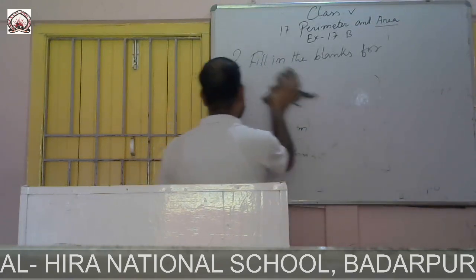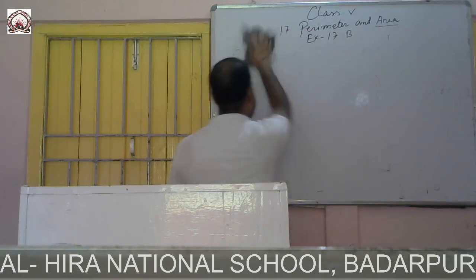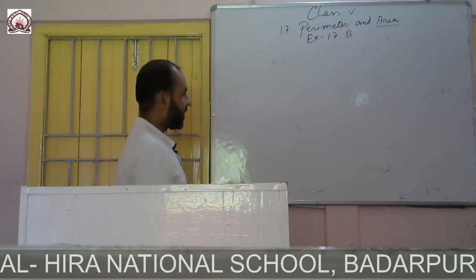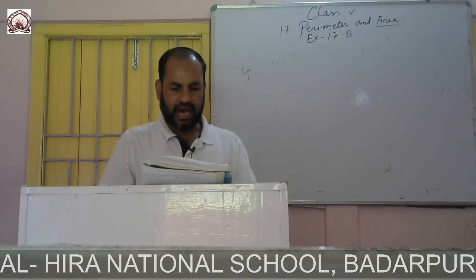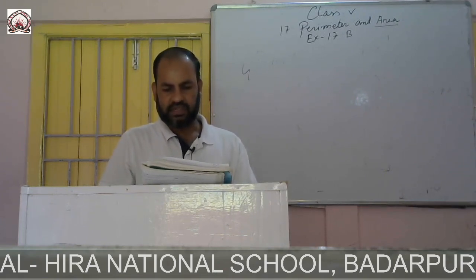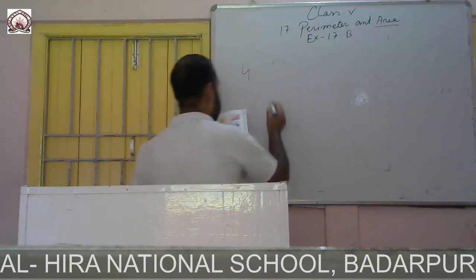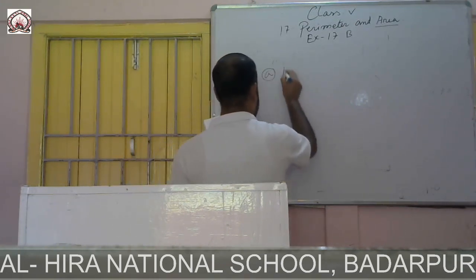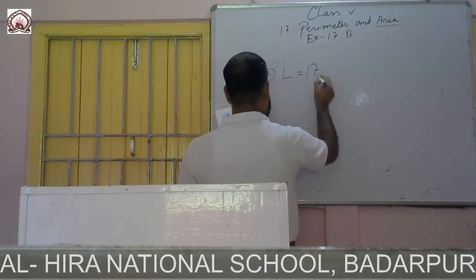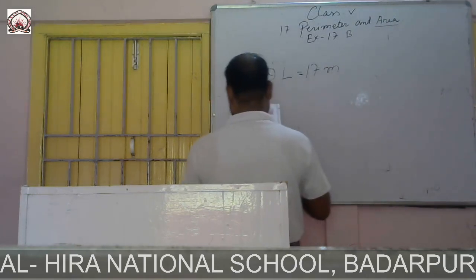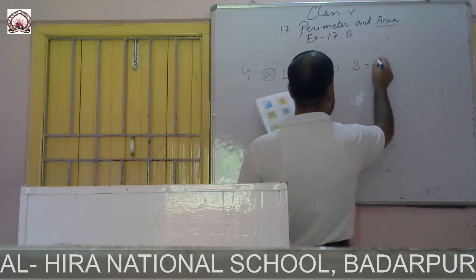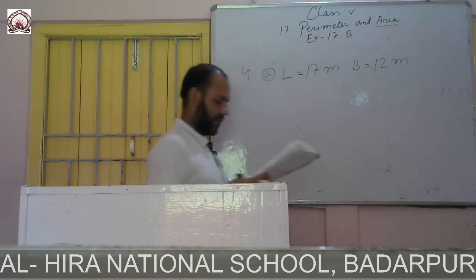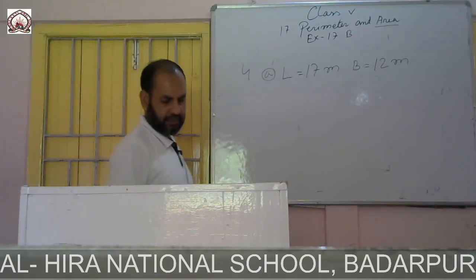Next question number 4. Find the area of each rectangle from its length L and breadth equal to B. Question number A. For length equal to 17 meter and breadth equal to 12 meter. Length equal to 17 meter, breadth equal to 12 meter.